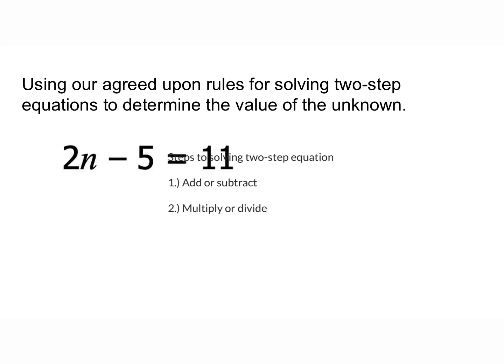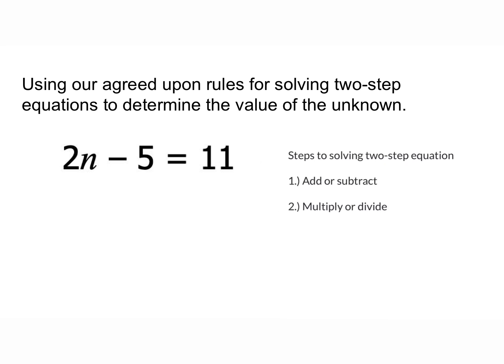All right, so I'm going to put the steps right here again. All right, so here we have 2n minus 5 equals 11. So here we have subtraction in the problem, so we're going to use addition. We're going to add the constant 5. So we add 5 to both sides. We get 2n equals 16.